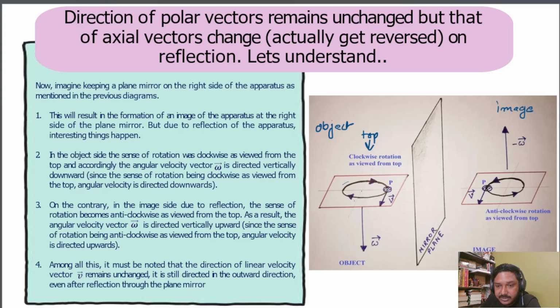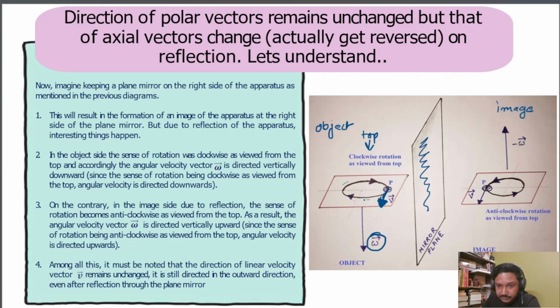So what is happening here, at any point P, the linear velocity is in this direction, and as the particle is rotating in the clockwise direction as seen from the top, the angular velocity will be in the downward direction. Now, due to this mirror, say the reflection happens. Now let us come to the image side.